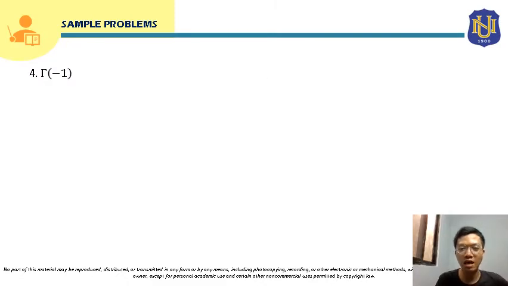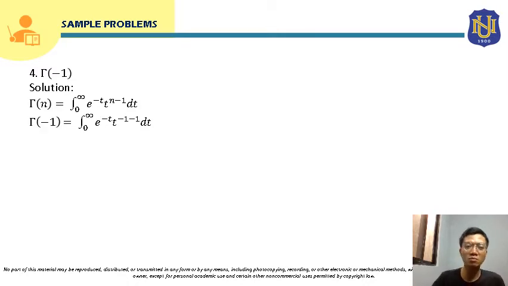Okay, so let's proceed now to number 4. So this is gamma of negative 1. For gamma of negative 1, as we know, this will just yield infinity. This will give us an infinite answer. So we will apply our formula here in order for us to prove that this will just yield infinity. We will just substitute negative 1 for n. So this will become negative 1 minus 1, t raised to negative 1 minus 1. Simplifying this, this will become the integral of e raised to negative t times t raised to negative 2 dt from 0 to infinity.